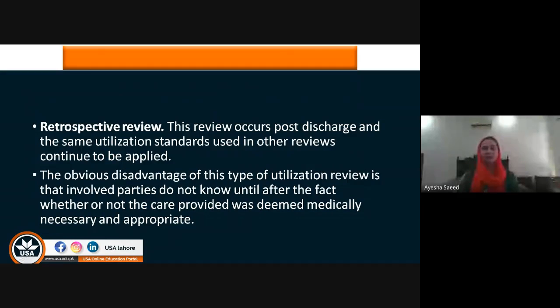Retrospective reviews. This review occurs post-discharge and the same utilization standards used in other reviews continue to be applied. The obvious disadvantage of this type of utilization review is that involved parties do not know until after the fact whether or not the care provided was deemed medically necessary and appropriate. So in this retrospective review, they cannot assess whether the services that were provided were correct or not, whether they were necessary or not, and healthcare costs cannot be controlled and cannot be reduced through retrospective review because everything has happened.